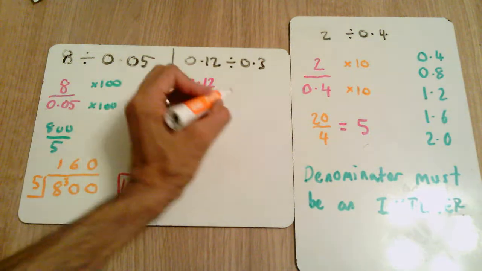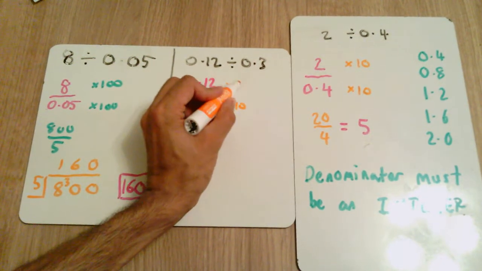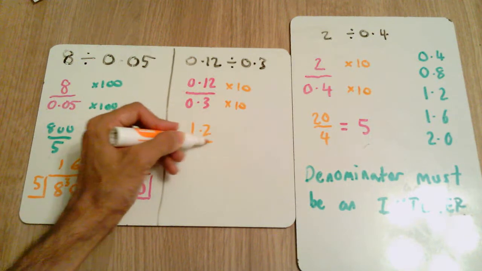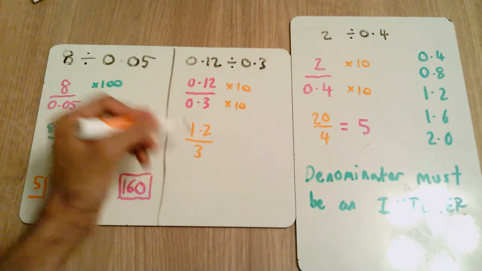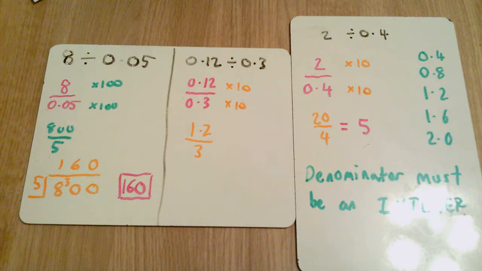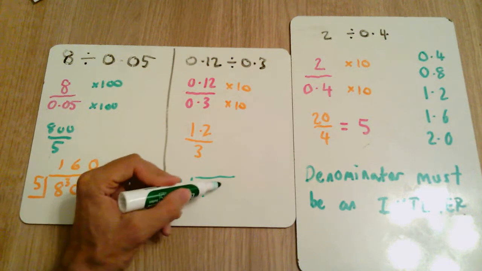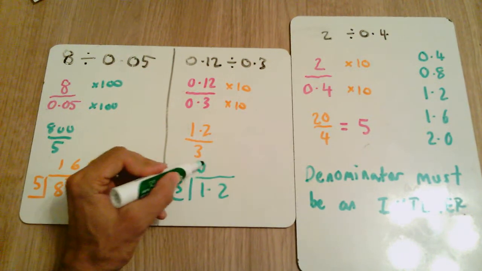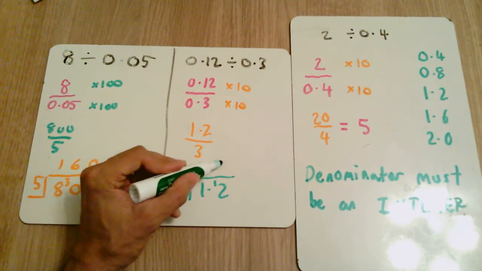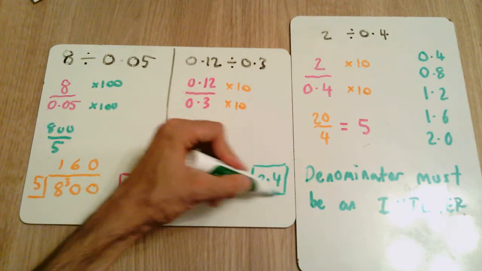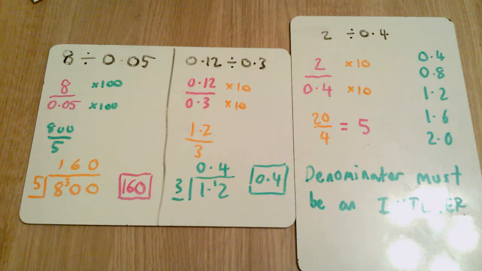We can do this by multiplying the denominator by 10 and the numerator by 10. So 0.12 times 10 is 1.2, and 0.3 times by 10 is 3. We are now going to use our long division to work out the value of 3 into 1.2. 3 does not go into 1, goes in 0 times. 3 into 12 is 4 times, and that is our final answer of 0.4.